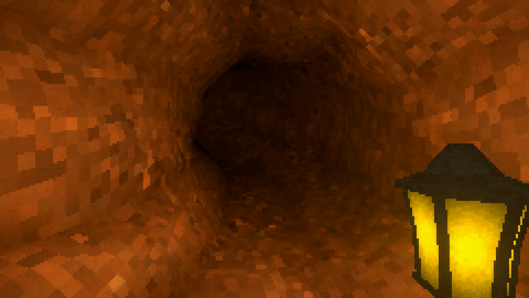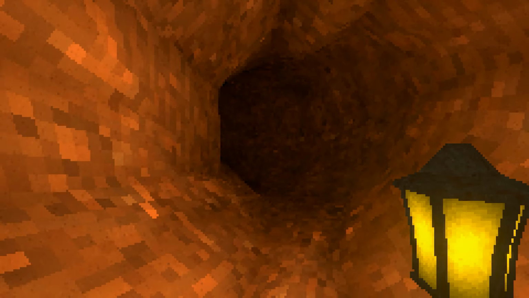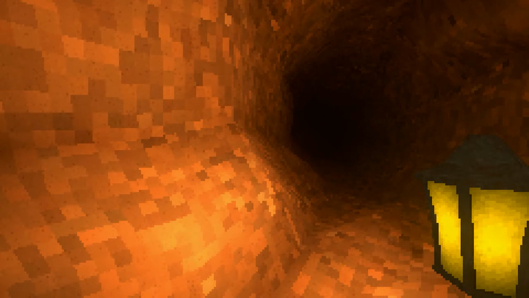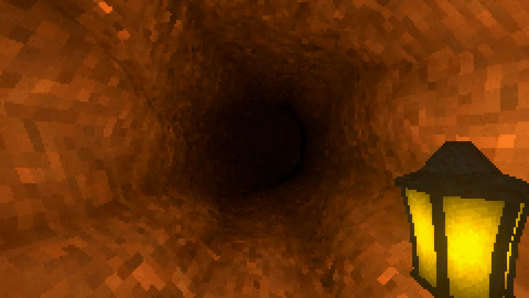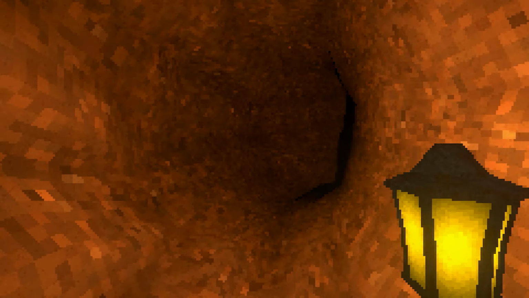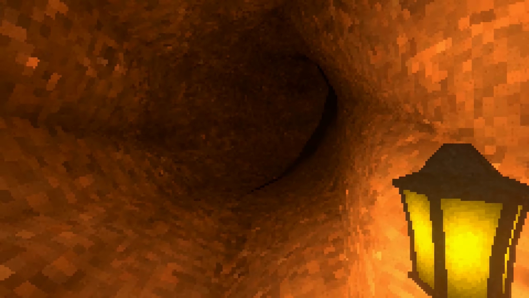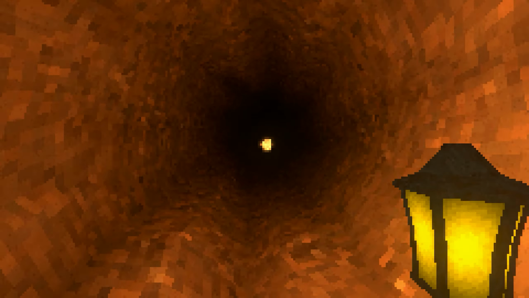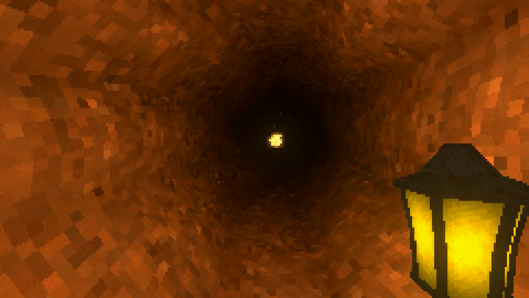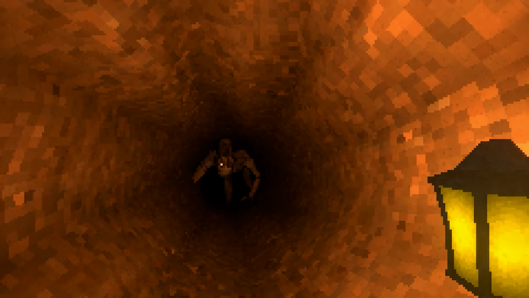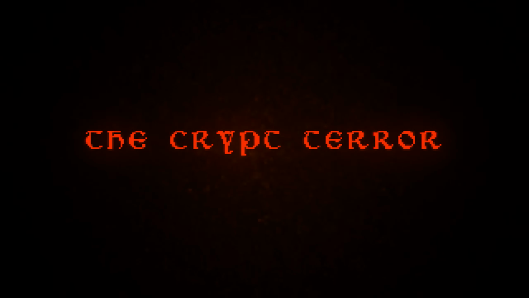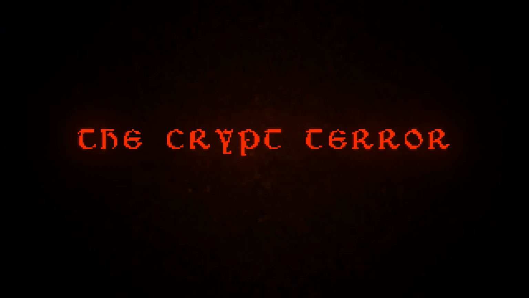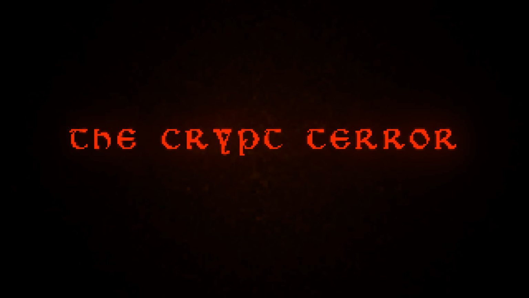Tunnel. Maybe some kind of secret escape. If neighbors attack our village, town or whatever, then we can escape. What's that? Lava? Oh no, it's shining. My god. Okay.